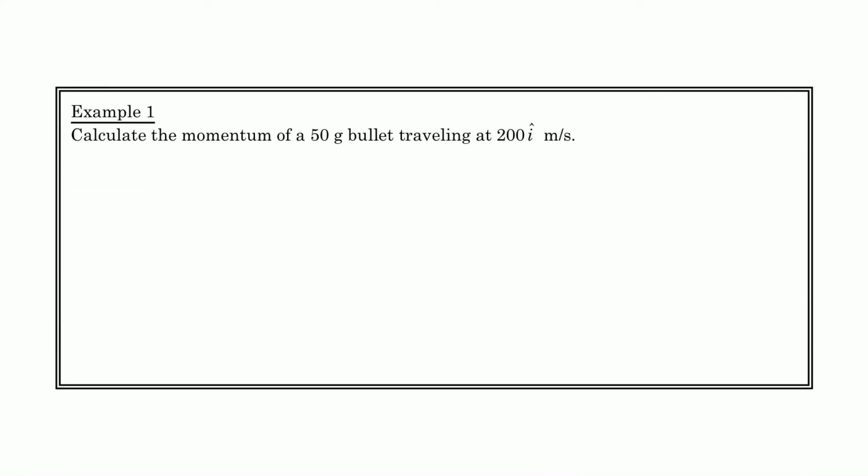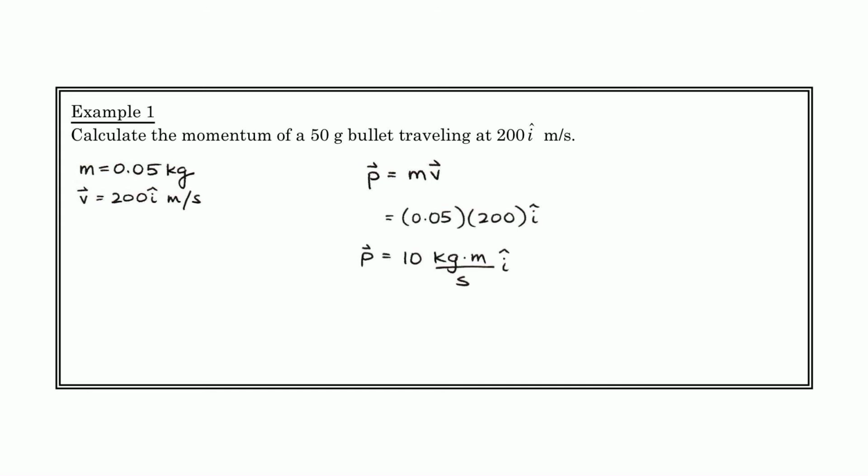Here's a very straightforward example to get us moving. If we wanted to calculate momentum, let's say we have a 50-gram bullet traveling at 200 meters per second in the i-hat direction. The values that we know are mass, which we convert to kilograms, and our velocity in meters per second. Momentum is equal to mv, and with a straightforward substitution we arrive at 10 kilogram meters per second in the i-hat direction. Momentum is in the same direction as the velocity because mass is a scalar.